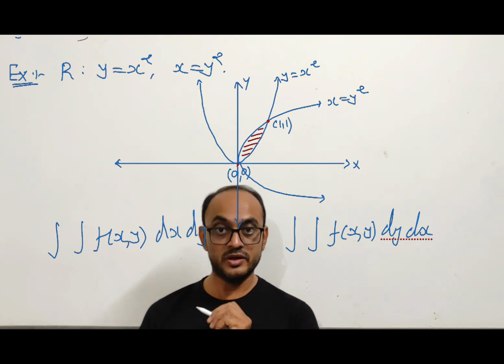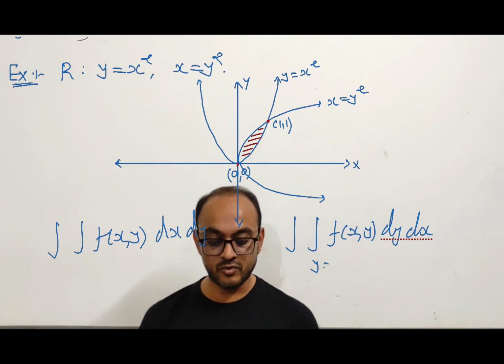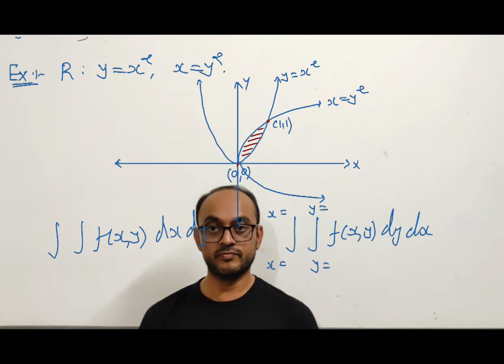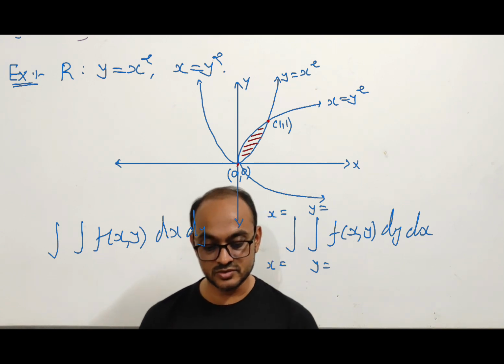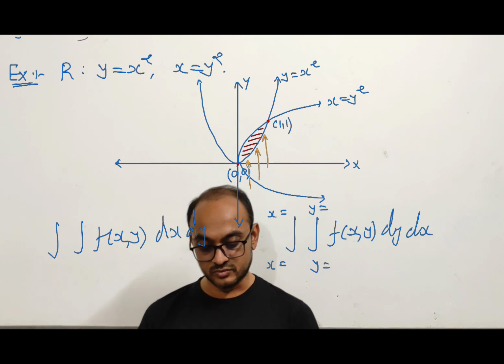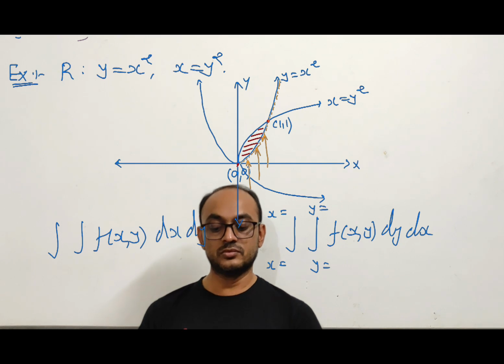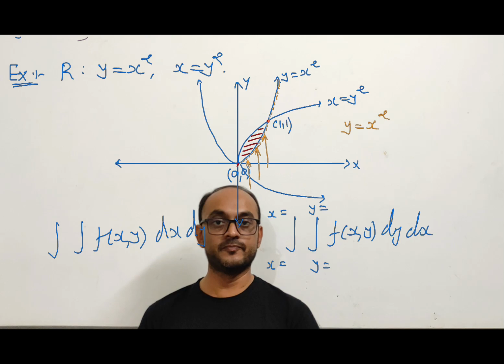First we write for dy dx, so the inner limit of y. For the inner limit, what we do? We draw a vertical line from bottom to upward direction. So let us draw. Whenever we draw the vertical lines, we are entering from this curve. Do you know the equation of this curve? y equal to x square. So y equal to x square is our entry.